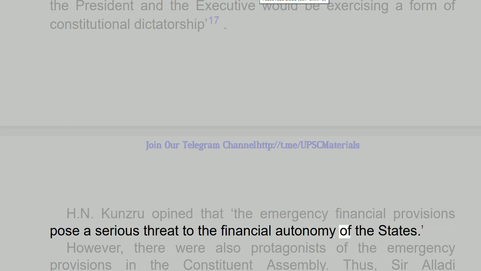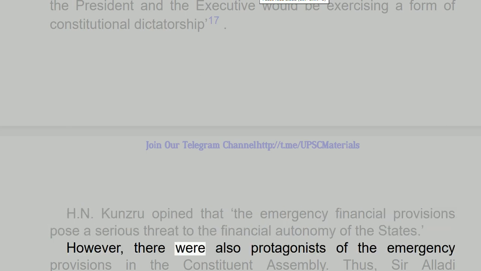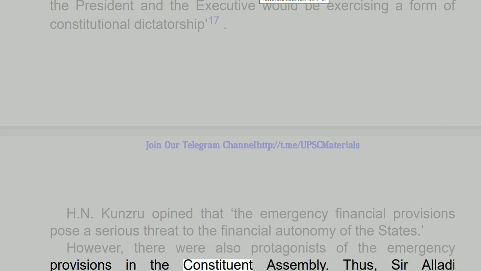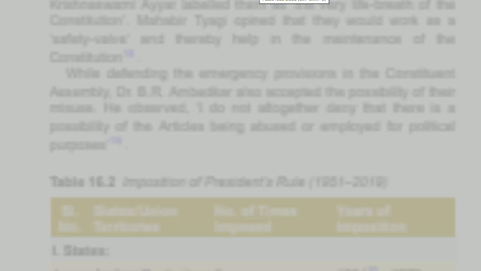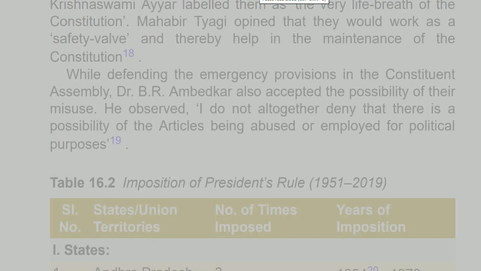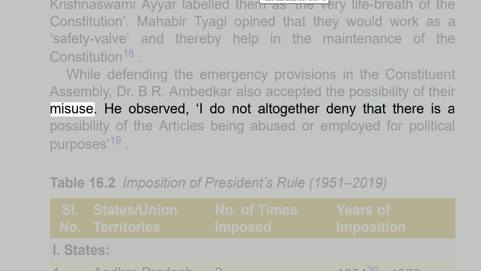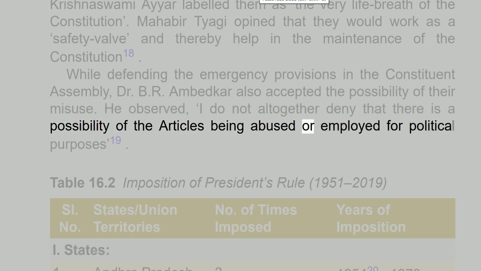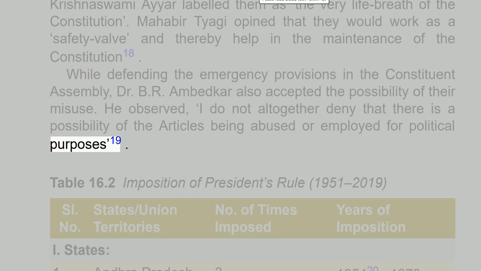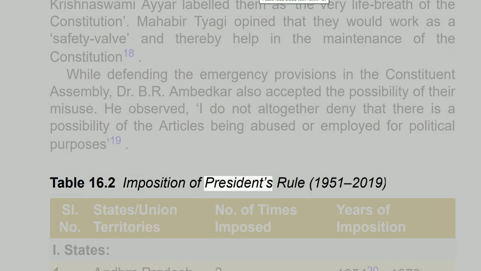the states. However, there were also protagonists of the emergency provisions in the Constituent Assembly. Thus, Sir Alladi Krishnaswamy Iyer labelled them as the very life breath of the Constitution. Mahabir Tyagi opined that they would work as a safety valve and thereby help in the maintenance of the Constitution. 18. While defending the emergency provisions in the Constituent Assembly, Dr. B.R. Ambedkar also accepted the possibility of their misuse. He observed, I do not altogether deny that there is a possibility of the articles being abused or employed for political purposes.